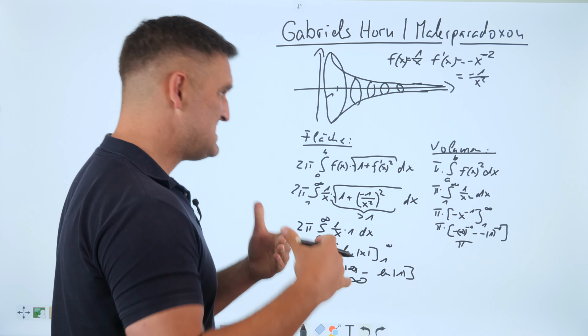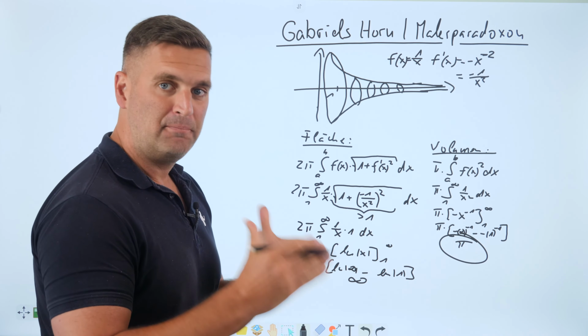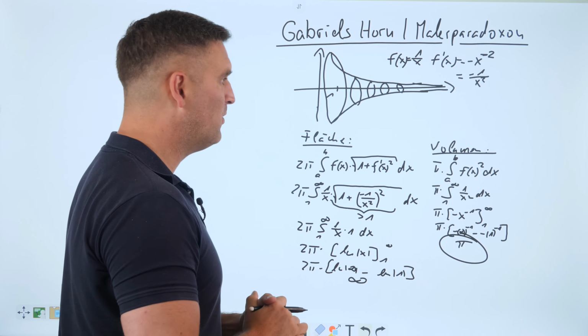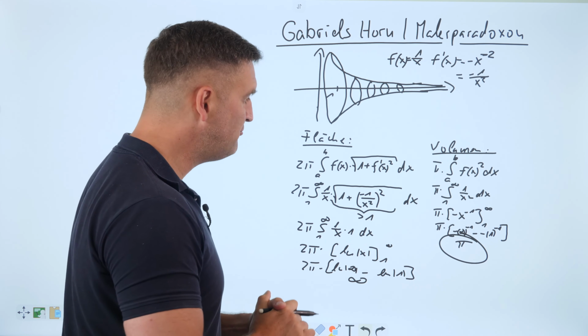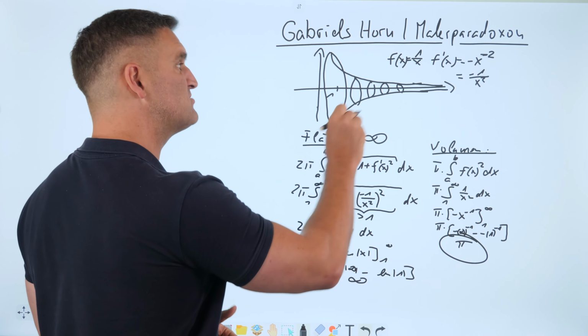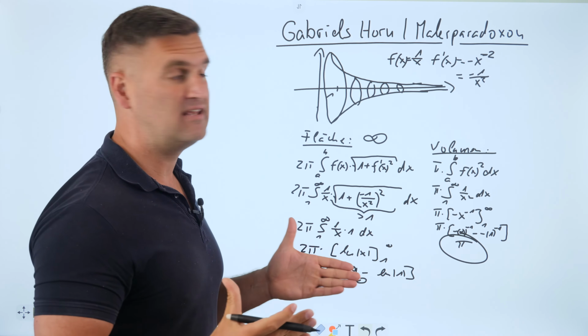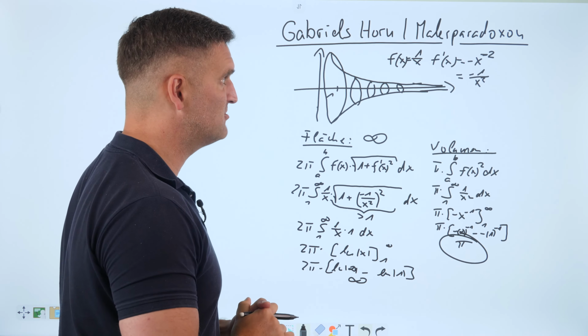That means the volume is exactly pi, so we can fill in exactly pi units of paint, but the surface area is infinite. That means if we tried to paint the outside with paint, we would never finish. And that's the paradox called Gabriel's horn.